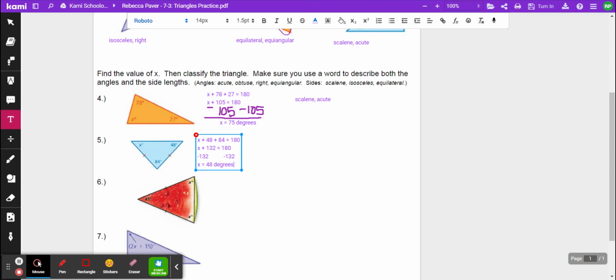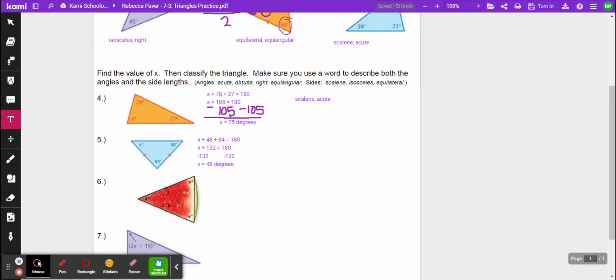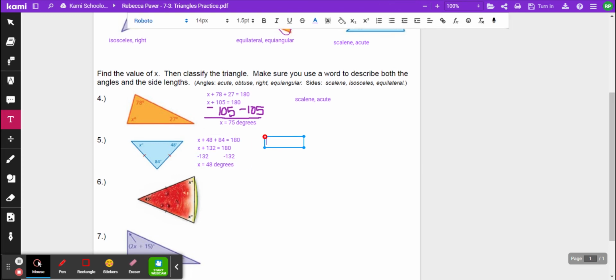Let's make sure that's right. 84 plus 48 is 132, and 48 more gets to 180. That's correct. Okay, so now as far as the classification of this triangle, because there are tick marks on two of the sides, that makes it an isosceles triangle. And we have two angles at 48 degrees and one at 84, so that would make this an acute triangle.